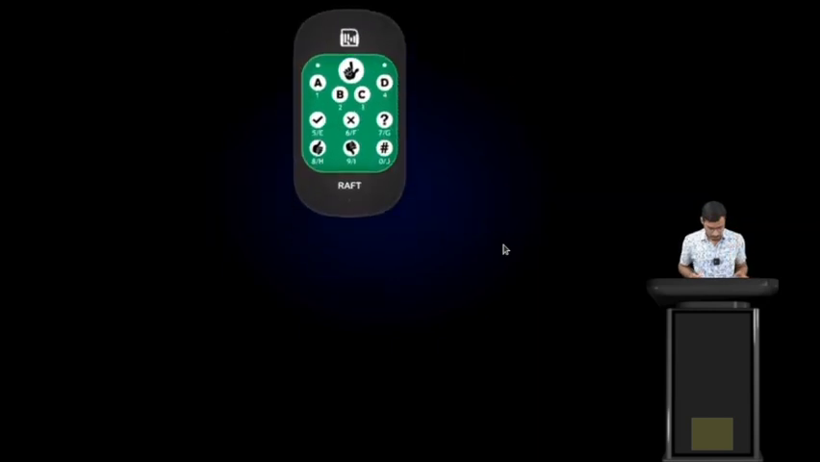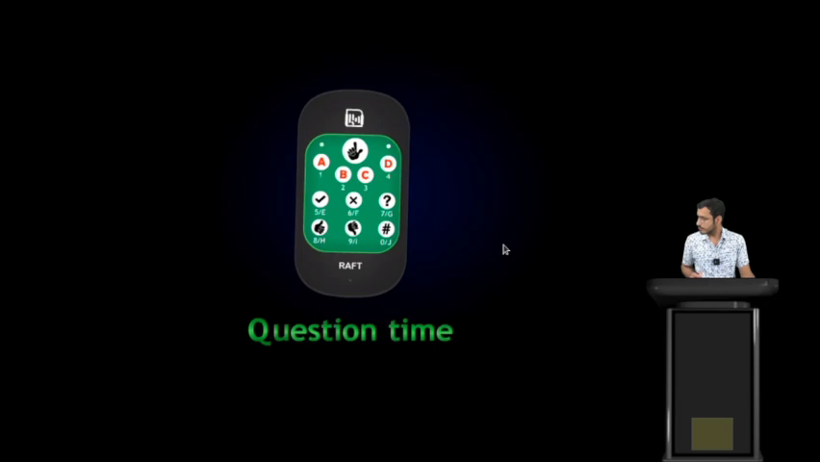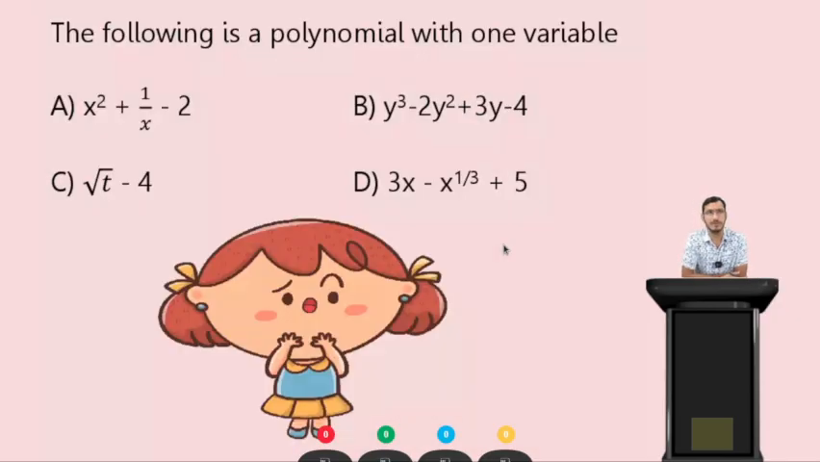Now it's question time. The following is a polynomial with one variable. I am giving you 30 seconds. Which option is correct? Option A, option B, option C, or option D? Option A: x square plus 1 by x minus 2. Option B: y cube minus 2y square plus 3y minus 4. Option C: root t minus 4. Option D: 3x minus x to the power 1 by 3 plus 5. Which of the following is a polynomial with one variable here?